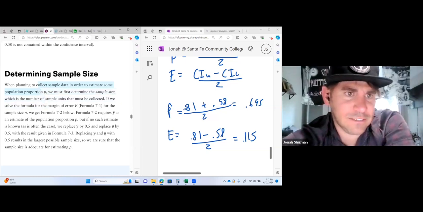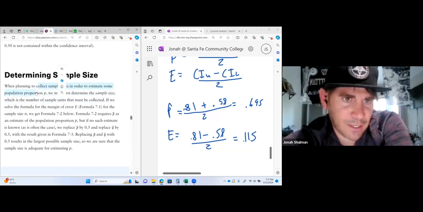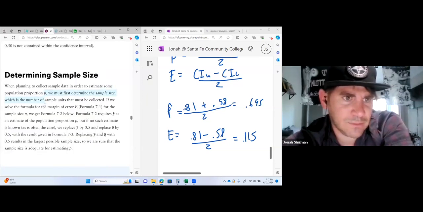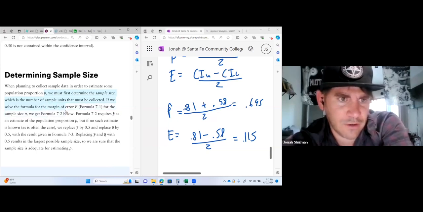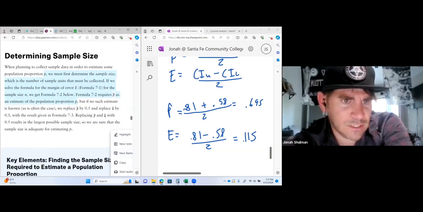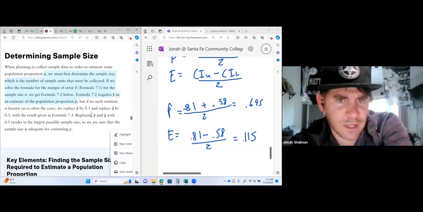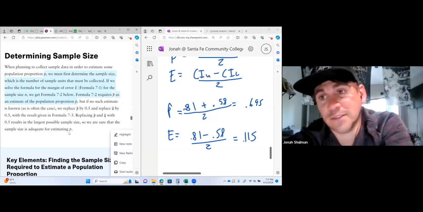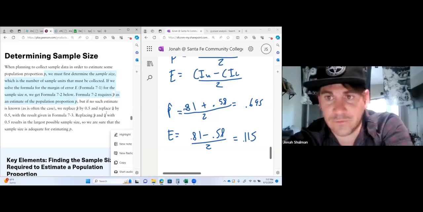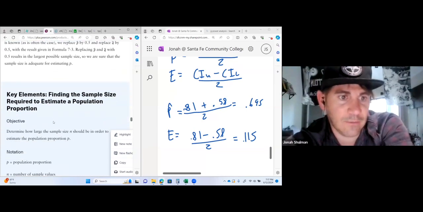Determining the sample size. Did they give you G-power analysis? Did they do it the right way? Okay. We must first determine the sample size, which is the number of sample units that must be collected. If we solve the formula for the margin of error for the sample size n, it requires that the estimate of P is known. But if no such estimate is known, as is often the case, we replace P by 0.5 and replace Q by 0.5 in the resulting formula. Okay, that's fine. This is the way that they're saying to do it. I would use a statistical program, but as long as it's a 50-50 shot, we can use this to figure out how many people we need.